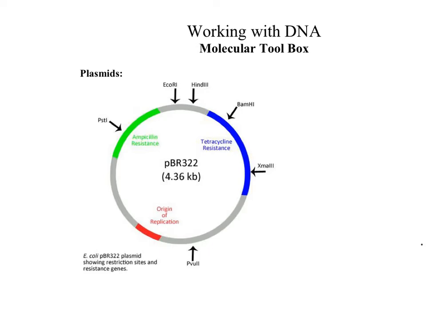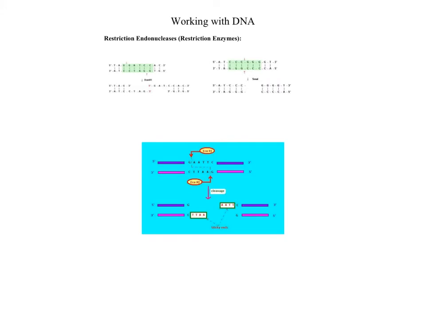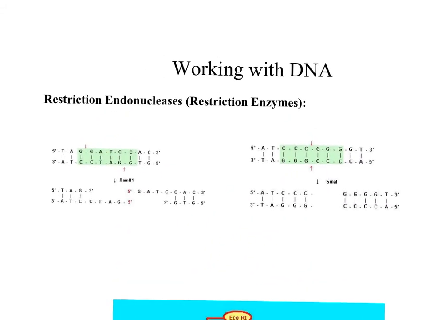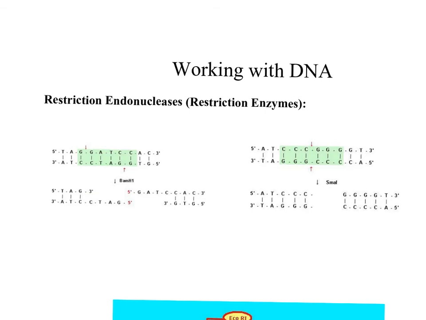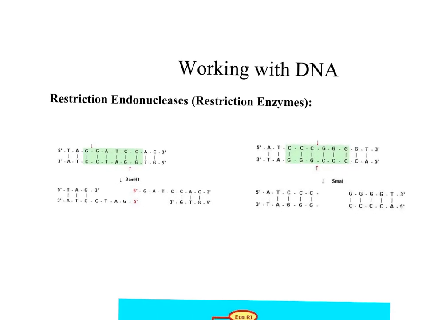Really important. Now, here's another tool. This is something I just got done mentioning: restriction endonucleases. Restriction endonucleases are just an enzyme, and endo means that it can cut within a DNA molecule. So it's not an exonuclease. Exonucleases will cut on the ends. Endonucleases make snips inside of the DNA.